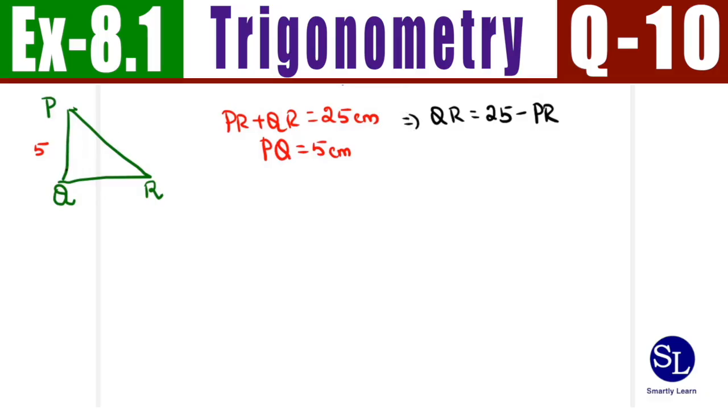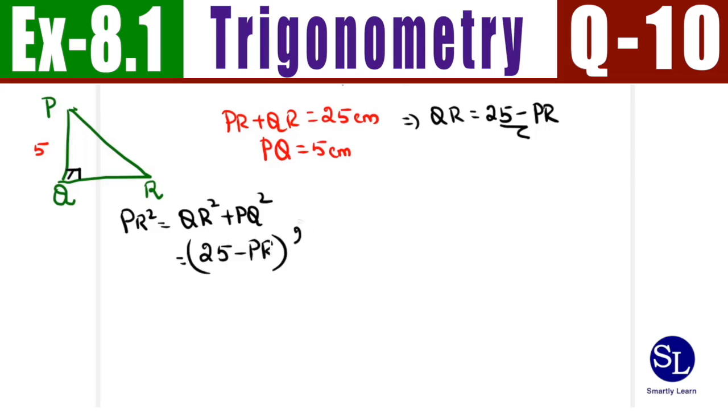Now, according to Pythagorean theorem, since it is right angled at Q, PR square is equal to QR square plus PQ square. So QR, I'm going to replace it with 25 minus PR. So 25 minus PR the whole square plus PQ's value is given, which is 5 square, is equal to PR square. So now let's expand.